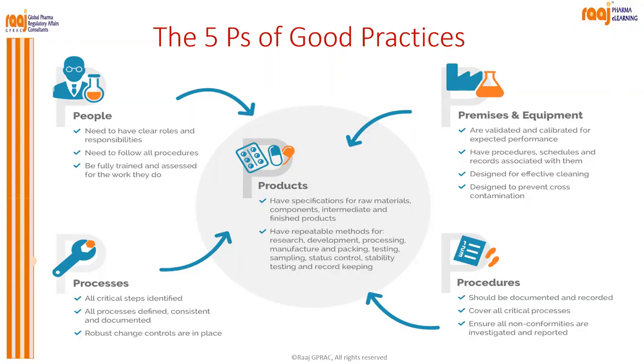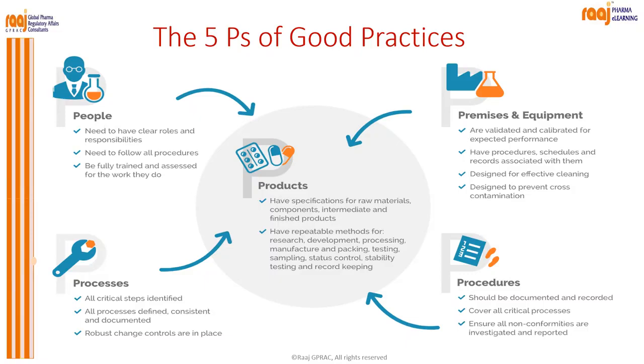And robust change controls should be in place. You say your technology, your process is robust when it gives consistent results. I have already quoted the example of McDonald's, right? Then all these people, premises, procedures, processes are relevant to your products, right? So all are interlinked. See, there should not be a mismatch of any linkages.